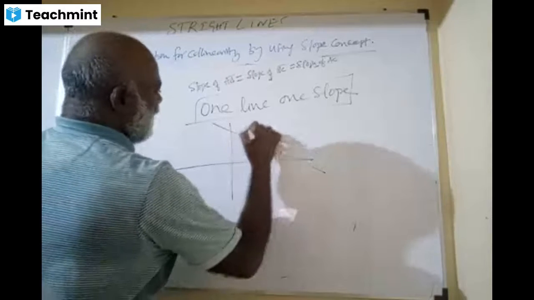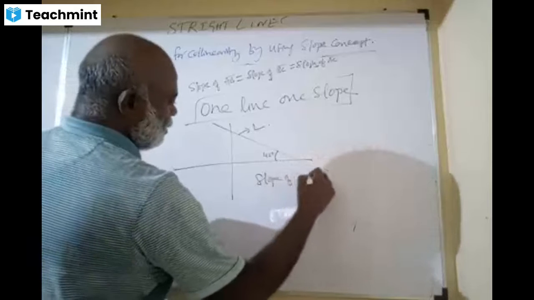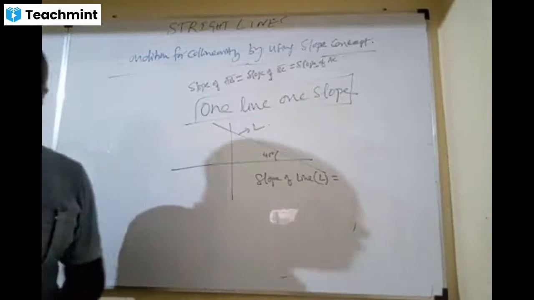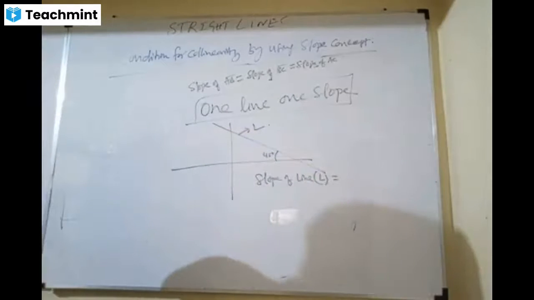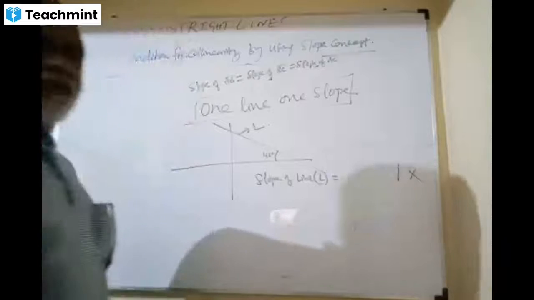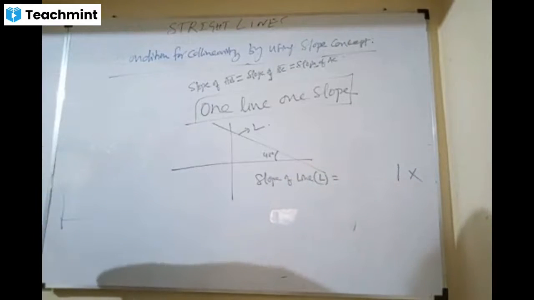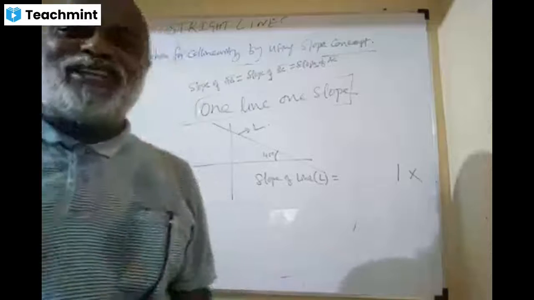What is the slope of the line L now, please? Slope of line L, anybody? One, sir. Sorry, 1 is wrong. Yes, anybody? Minus 1, sir. Brilliant answer. Why minus 1?